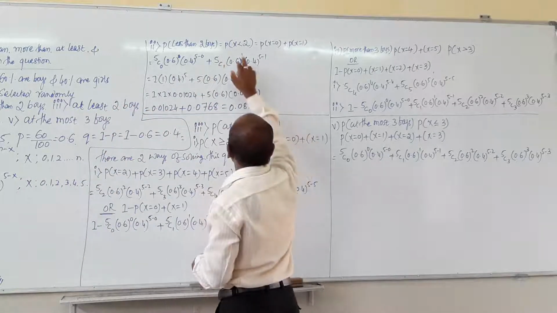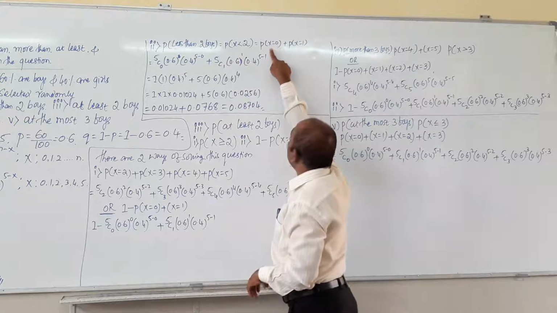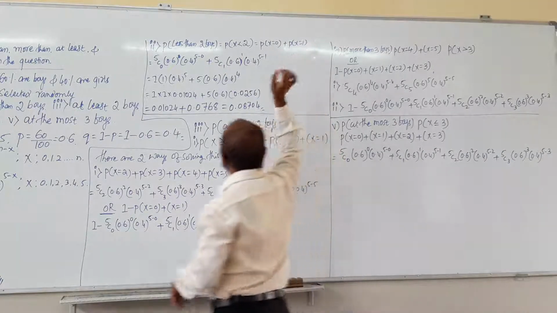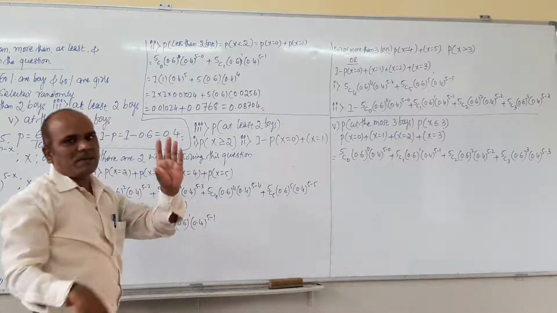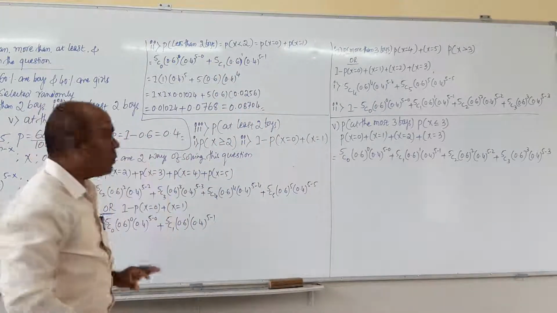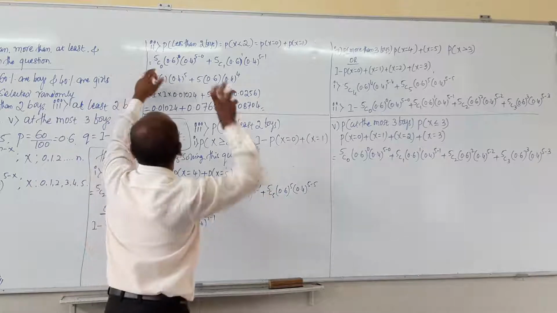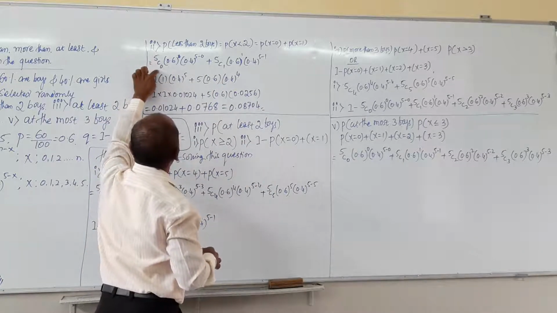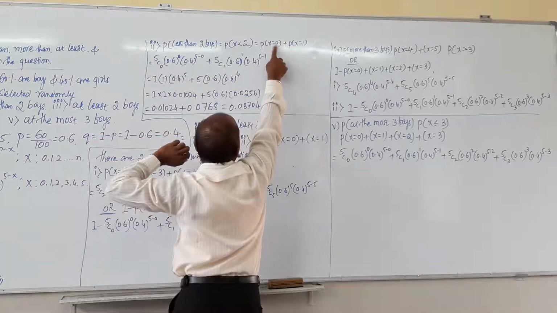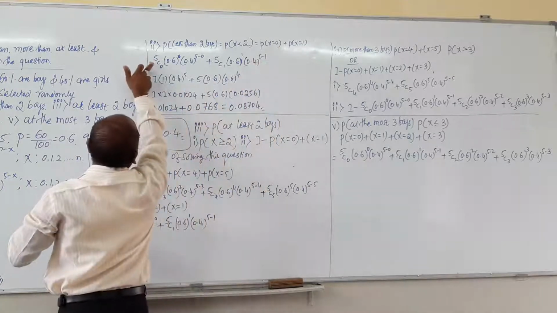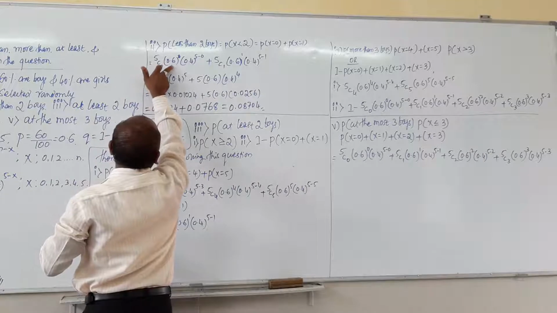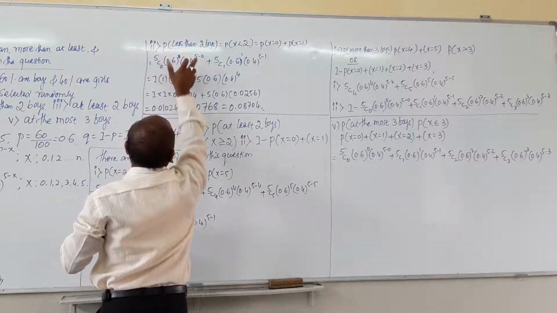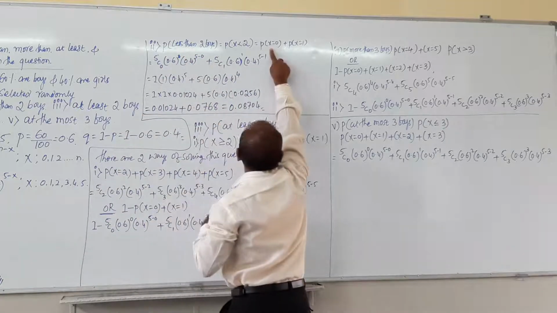It means when they ask less than 2 boys, then the x value will be 0 plus x value equal to 1, because less than 2 means 0 and 1. So how do we put those values in the formula? First, 5C0, because first we put x equal to 0 in the formula. So 5C0, then 0.6 raised to 0, 0.4 raised to 5 minus 0. This is related to x equal to 0.